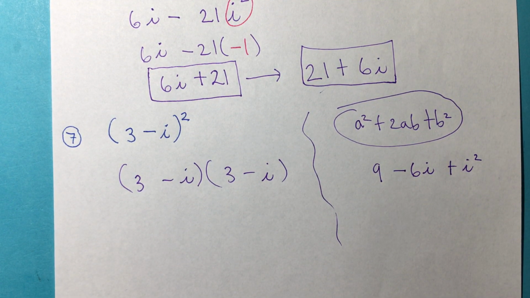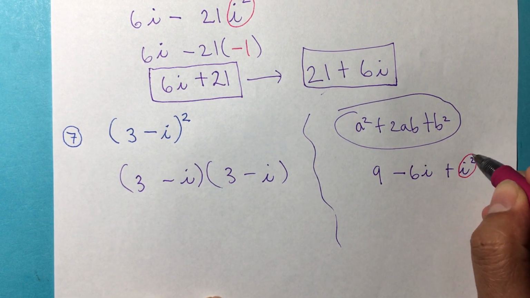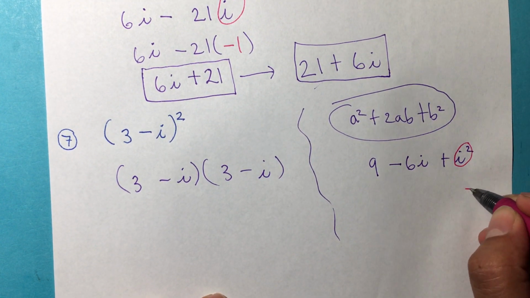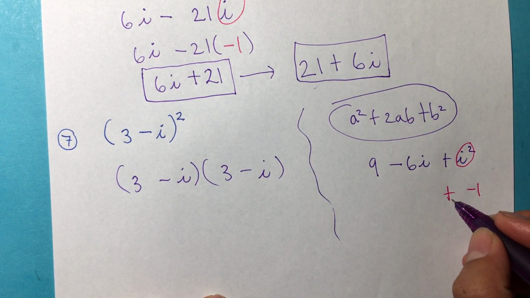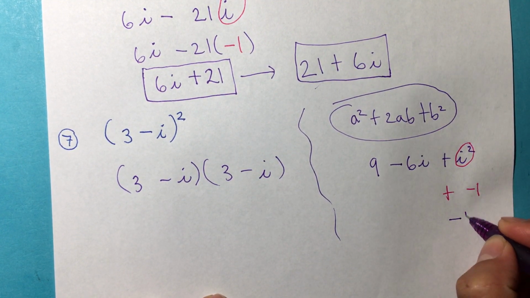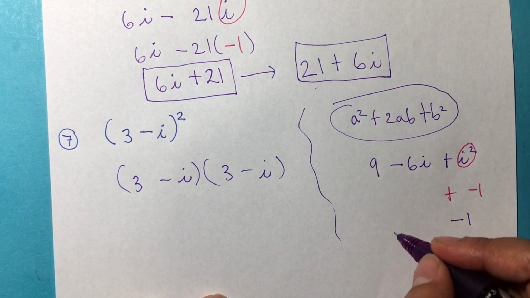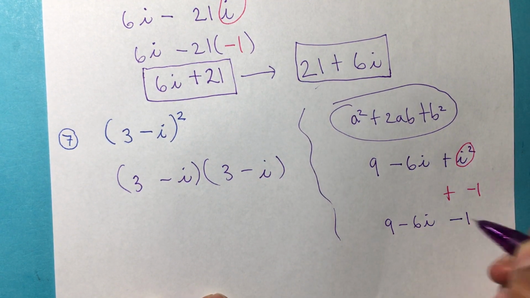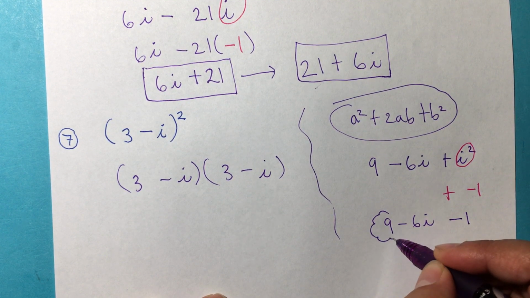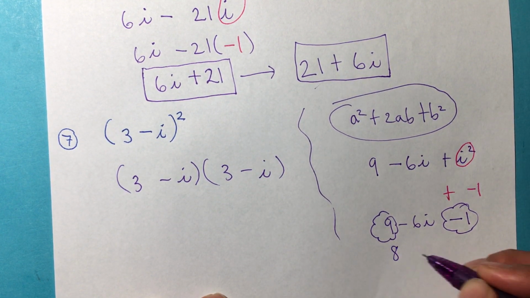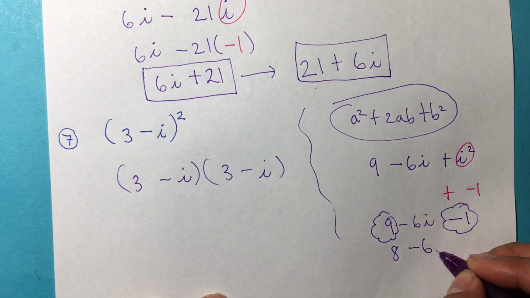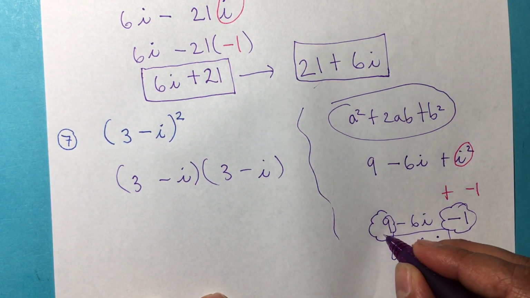Again, i squared means negative 1 times the positive. Positive times negative is negative 1. Bring down the rest, so 9 minus 6i. Combine like terms. 9 minus 1 is 8 minus 6i. So that will be the answer.